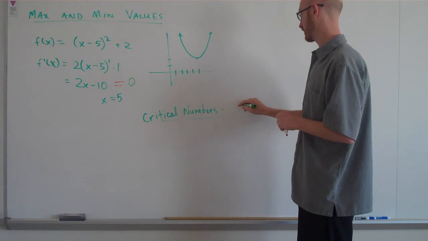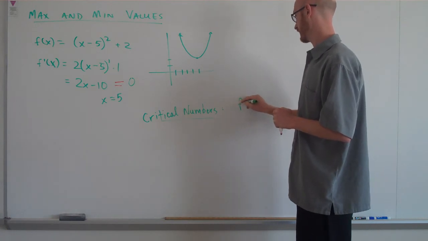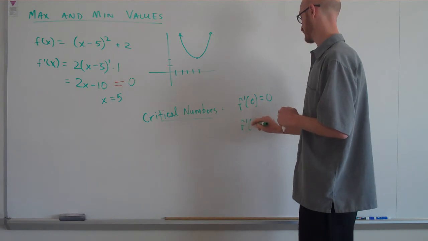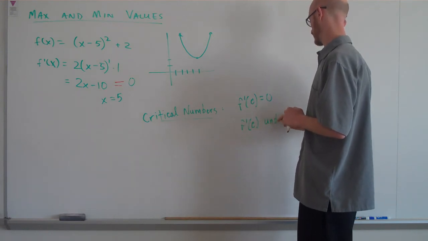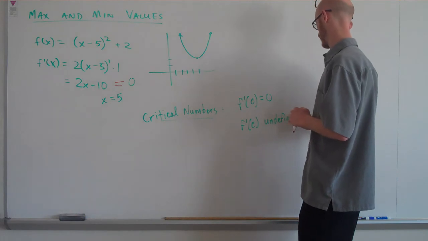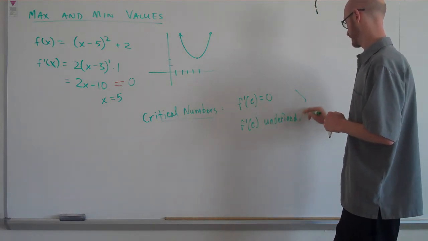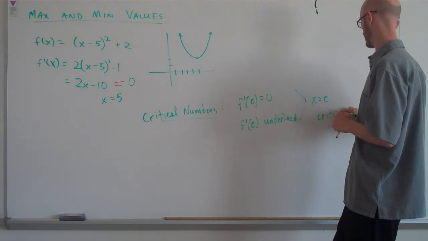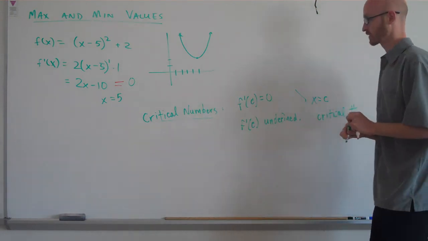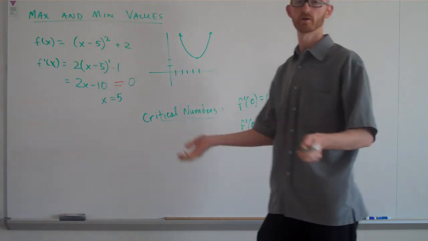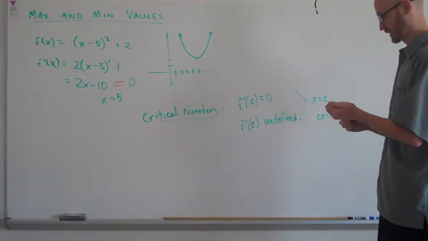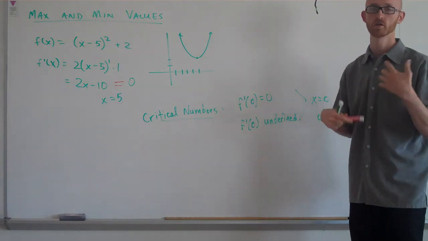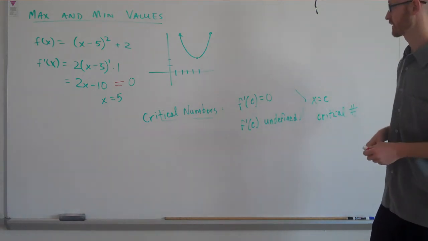Critical numbers are defined as when f prime of c equals 0 or f prime of c is undefined. Then x equals c would provide you with a spot of a critical number. Now, we call them critical numbers just because, of course, they're going to be of interest to us. So the function either changes direction, hits its bottom, hits its top, etc.